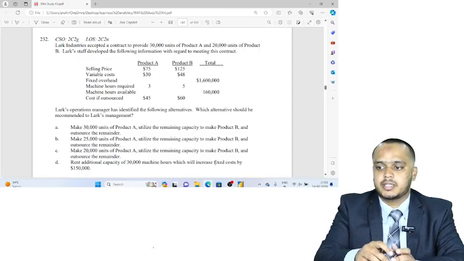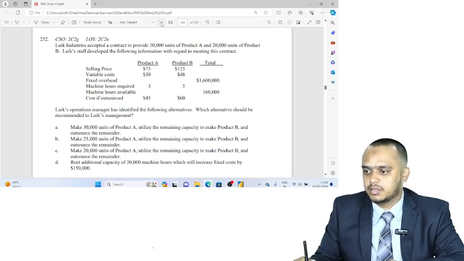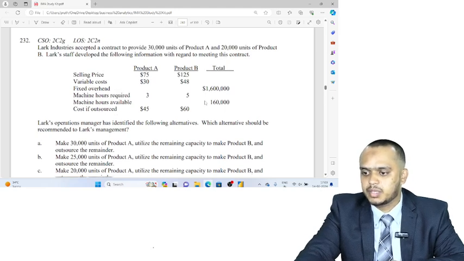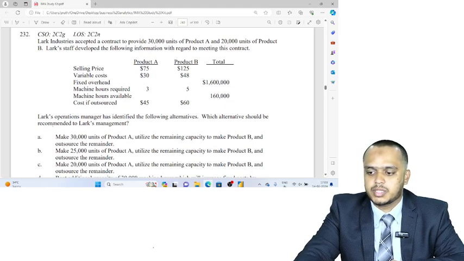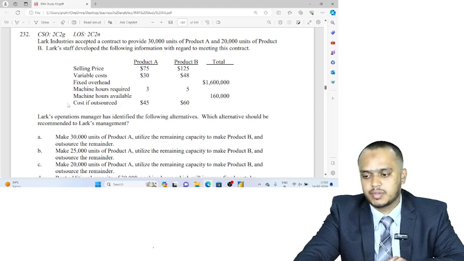So in this session, let us solve this particular question. Now this particular question is really interesting. I was just going through it also. So here's the question. Lark's operation manager has identified the following alternatives. Which alternatives should be recommended to Lark's management?